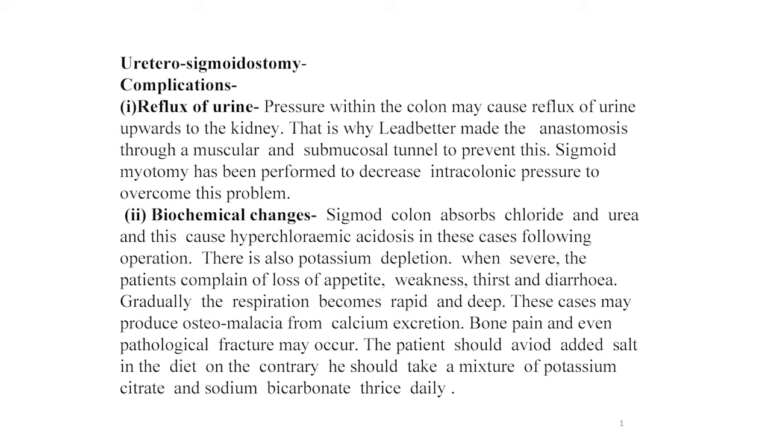Now the complications of this operation is the reflux of the urine. Pressure within the colon may cause reflux of the urine opposed to the kidney. That is why the Leadbetter made the anastomosis through the muscular and the submucosal tunnel to prevent this. Sigmoid myotomy has been performed to decrease the intracolonic pressure to overcome this problem.